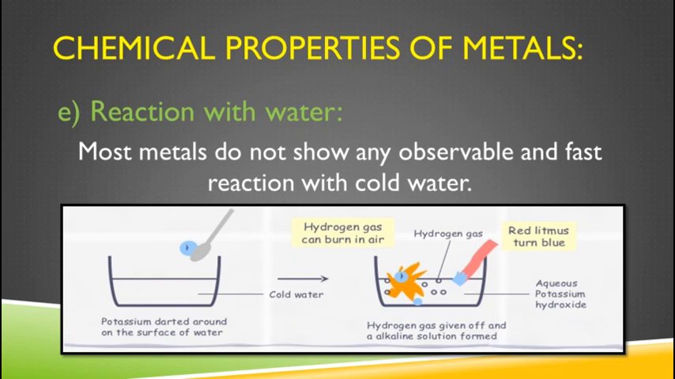And one more exception is there, that is magnesium metal. Magnesium will not give any reaction with cold water, but if we put magnesium metal in hot water or in steam, it will give magnesium hydroxide along with hydrogen gas, which is released from the reaction.